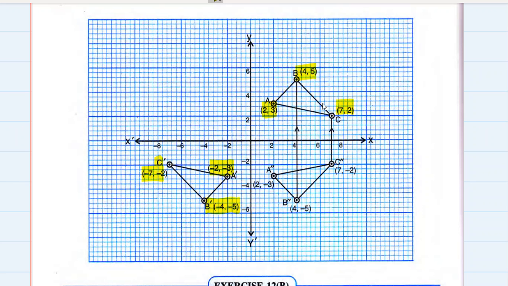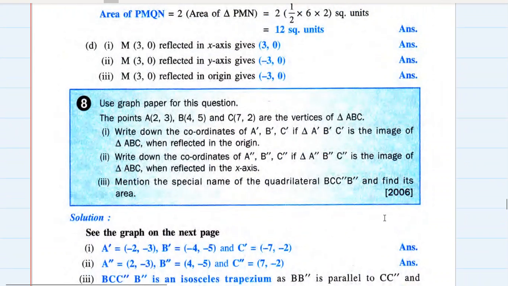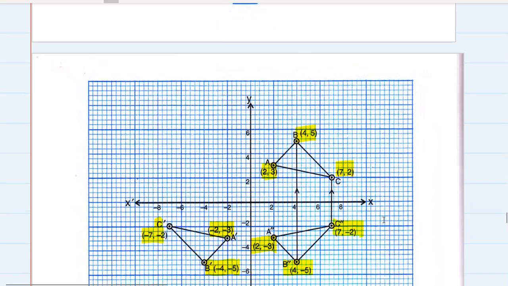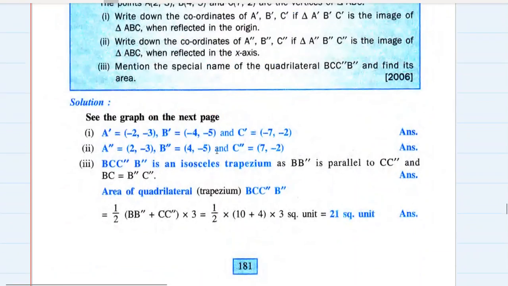अब ये जो A'B'C' है उसको A''B''C'' रिफ्लेक्ट किया है x एक्सिस में. So you get A''B''C''. अब वो लोग क्या बोल रहे हैं, mention a special name of the quadrilateral BCC''B''. Where is BCC''B''? I will show you with red ink. BCC''B''. You see this quadrilateral? So this looks like what? This looks like a trapezium. Looks like a trapezium. ठीक है?